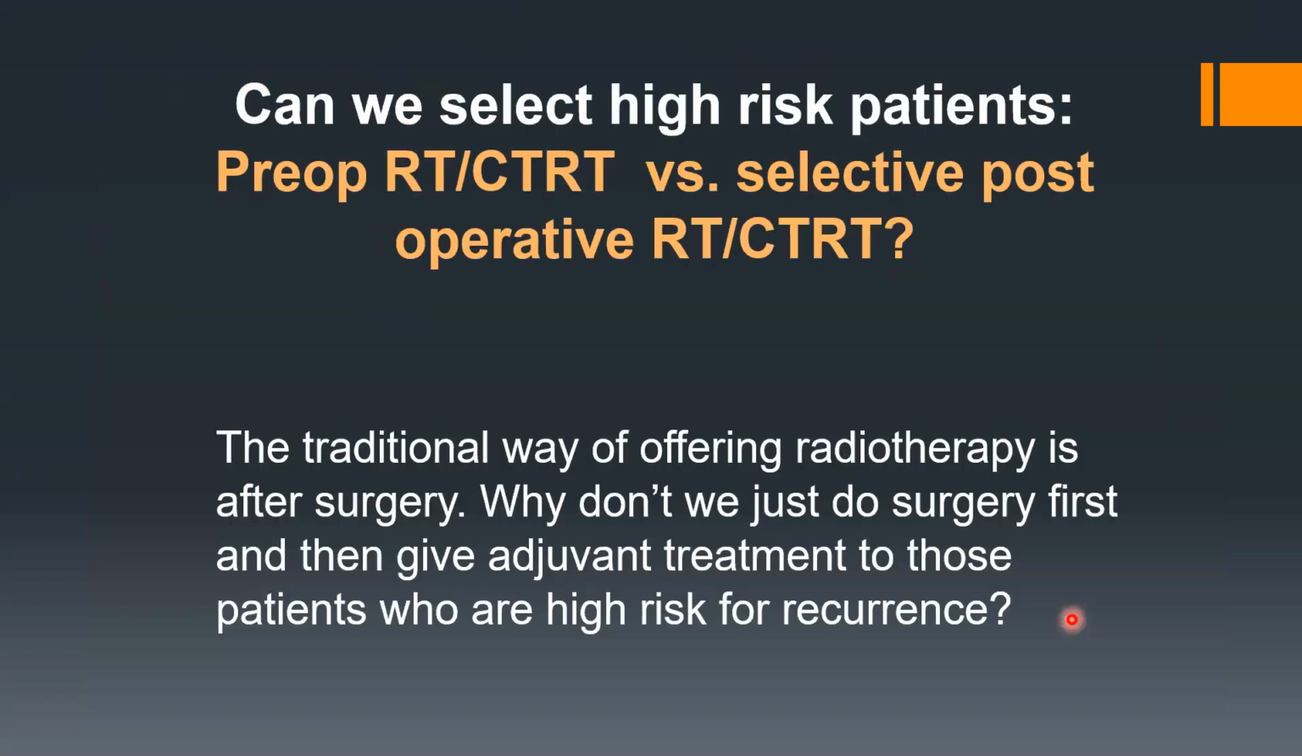But a group of people were asking, can we select high-risk patients? Instead of giving neoadjuvant radiotherapy to everyone, could we select high-risk patients? Could we do the TME first, then see who are the people at high risk by way of positive margins, and then only give radiotherapy to them postoperatively, and maybe that would be good enough.